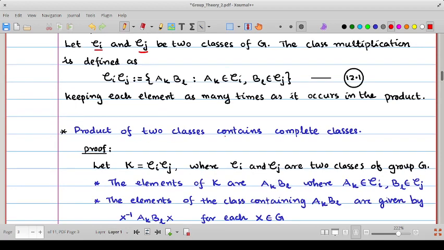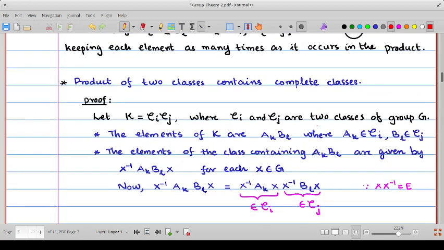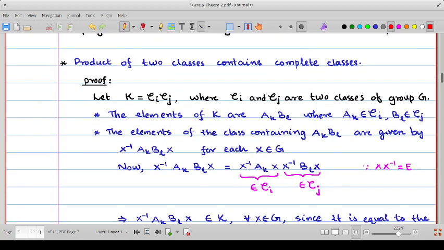Now, the product of two classes contains complete classes. The meaning of this statement is the following. Suppose for every element in the product, that is every element like AK times BL that appears in a product, all elements that are conjugate to that element AKBL also appear in the product. So that means if you have a particular element appearing in the product, the elements in the conjugacy class of it also appear in the product. We will now try to prove this.